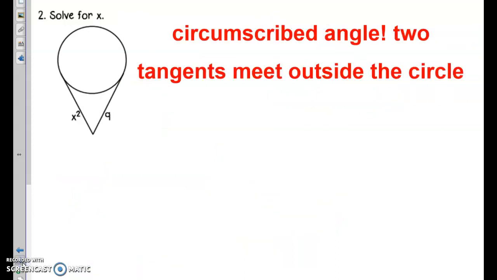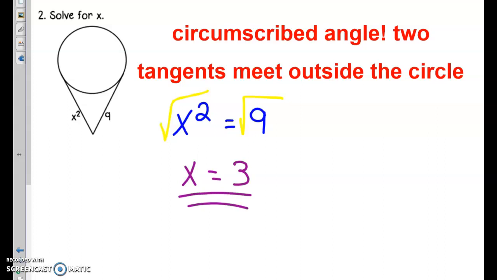All right, number 2. Here we have two tangents, x squared and 9. Those are both tangents. They're meeting at an exterior point, so they're meeting outside of the circle, which means to solve for x, we need to set them equal to each other. X squared equals 9. How do we undo squaring something? Take the square root. Here we know that x has to be positive because we're talking about an angle measure, so x equals 3. Sorry, we're not talking about an angle measure, but we are talking about the length of a segment. So distance has to be positive.